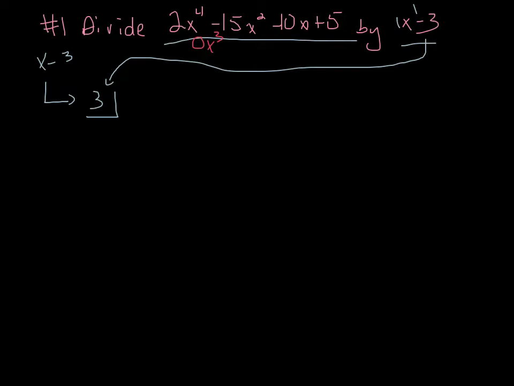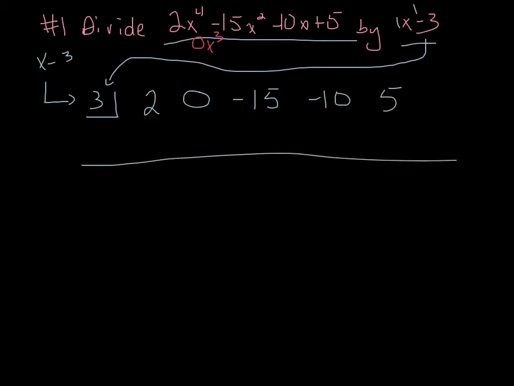Okay, so 2, 0, minus 15, minus 10, and 5. Draw your line, and let the fun begin. Drop the 2. Times by the hoopty. 3 times 2 is 6. 0 plus 6 is 6. 3 times 6, 18. Negative 15 and 18 is 3.